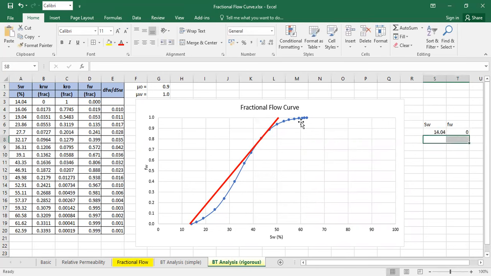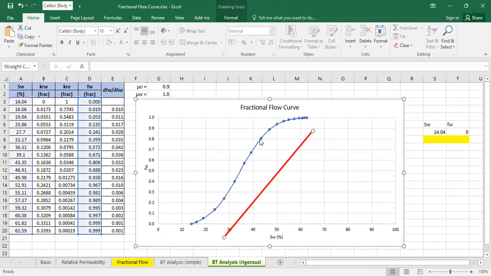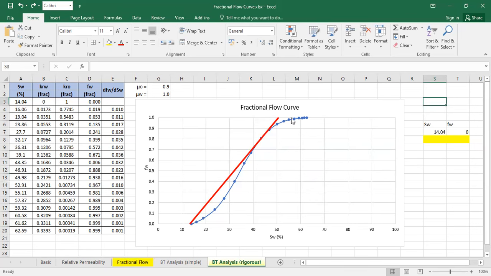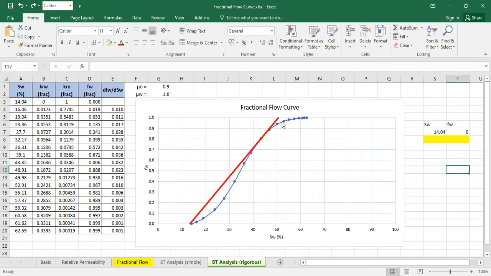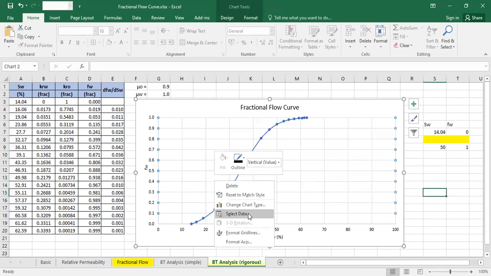Okay, and we can also have this to make a line, but we still don't know, right? So we cannot make a line here. But I can make a guess using the endpoint here. So let's say I just make a guess. The SW is at 50 and the fractional flow is of course at 1. And of course I can make a line using that.